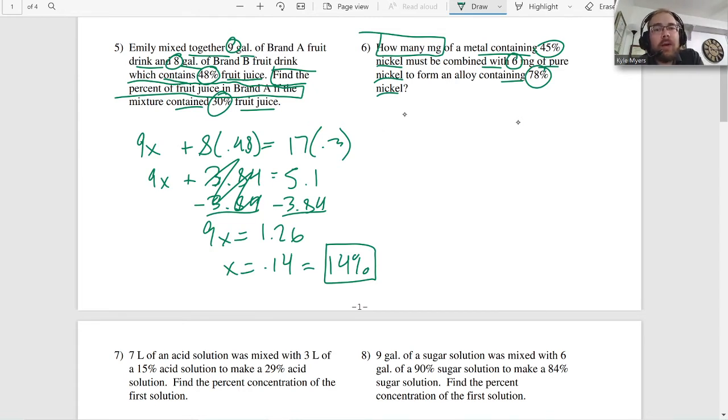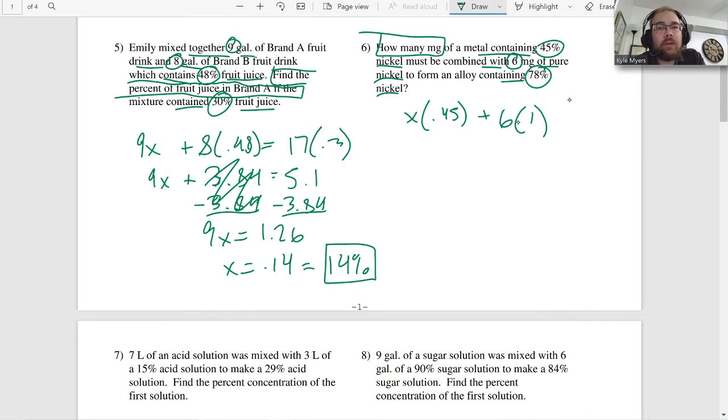So how many mgs? Okay, so x. That's what we're looking for, x. Of a metal containing 45% nickel must be combined, right? So plus, mixed, combined with 6 milligrams of pure nickel, so 100% as a decimal is a 1, right? Like 100%, you move the decimal place over 2 spaces to the left, it becomes a 1. Which actually makes sense if you think about it. What's 100% of 5? It's 5. 100% of anything is that number, right? So 100% is 1 as a decimal.